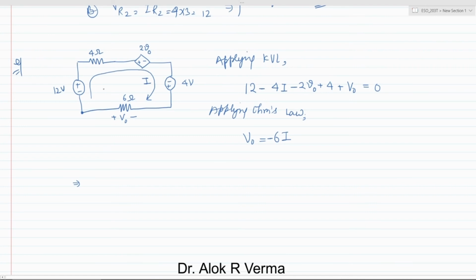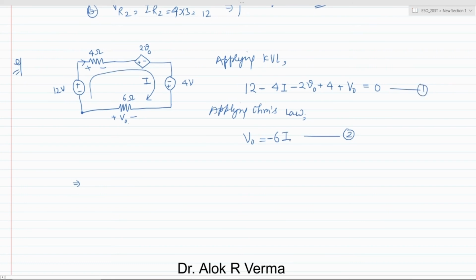So in the direction of the current, suppose this was the resistance 4 ohm. When the current is flowing in this direction, the voltage drop across the resistor has this polarity, like voltage is entering at the positive polarity. But here, if you see, the I is entering at the negative polarity of this V naught. So V naught is nothing but minus 6 of I. So this is equation number 2 and this is equation number 1.